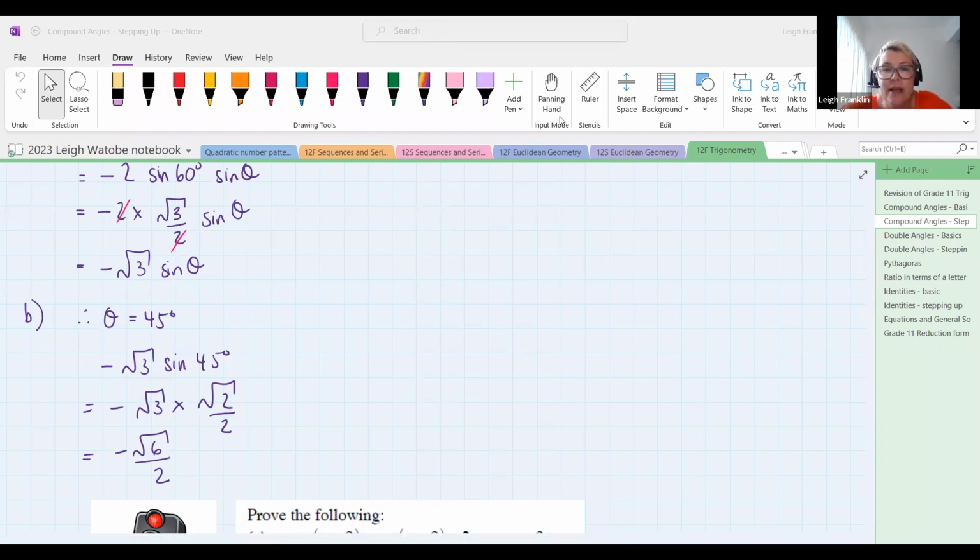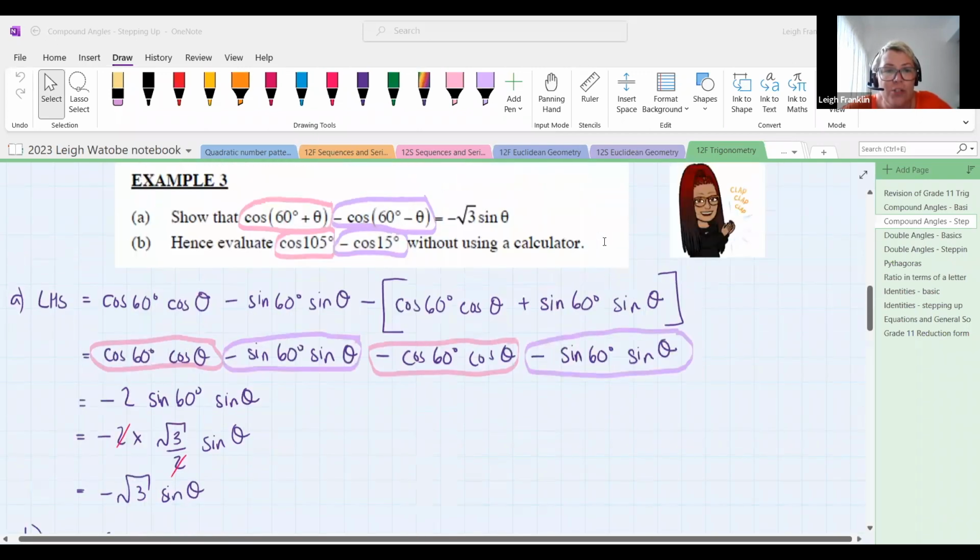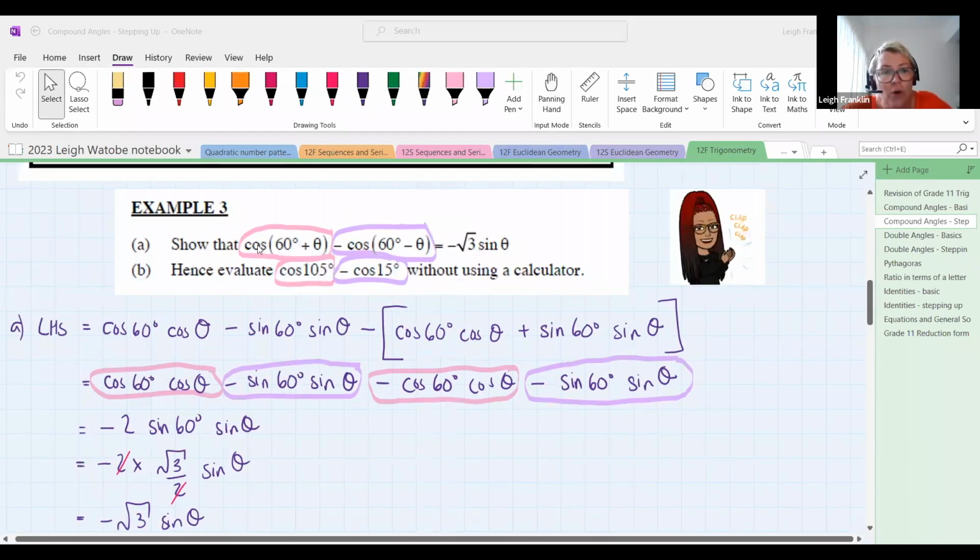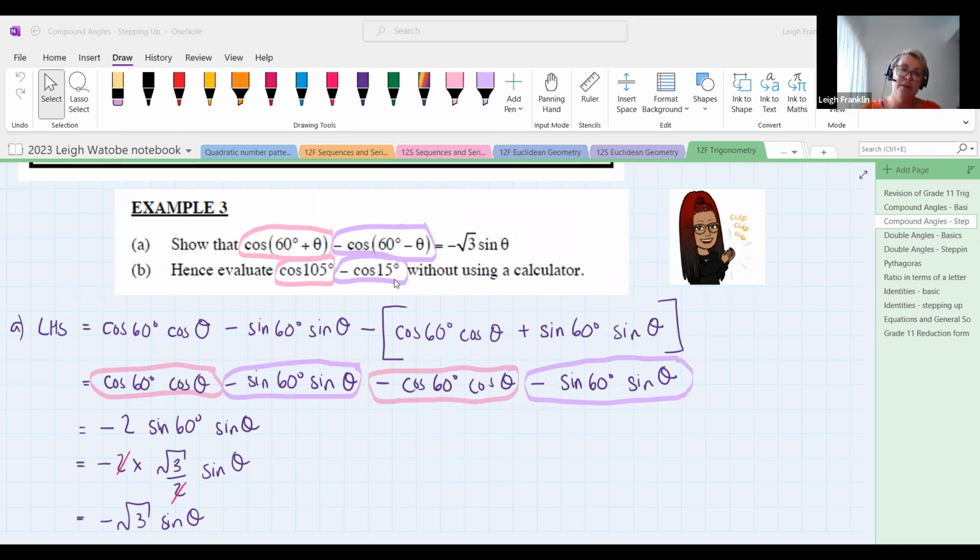Zintle, what we were doing, if you go back and look at the question again, is this: we've got cos of 60 plus theta, and that became the cos of 105. Then we've got cos of 60 minus theta, and that became the cos of 15. So theta has to be equal to 45, because 60 plus 45 gives us 105, and 60 minus 45 gives us 15. That means theta has to be equal to 45 degrees.